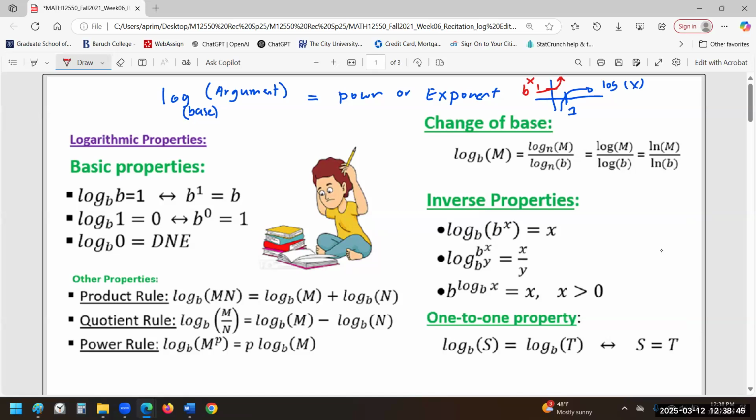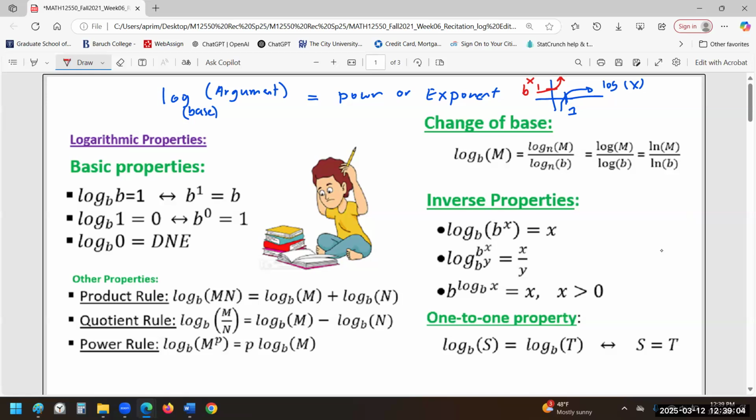Log and exponential, they're inverse. Why do we care? Because anytime we bump into some problem with the log and you don't know how to go any further, you can turn your log function into the exponential function. And we know how to solve exponential functions. Okay? So how do you do that?